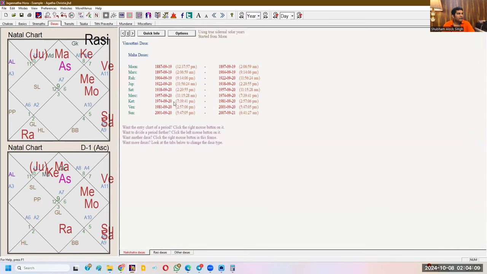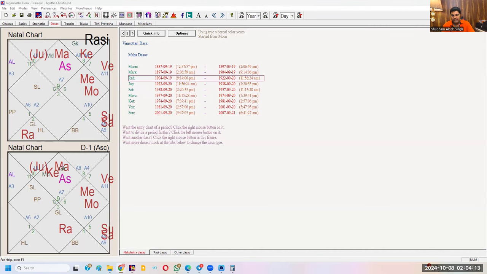To go deeper into it, we can look at Dasha. In this Dasha setup, between 1904 to 1922, Rahu Dasha is coming. In the period of Rahu, she publishes The Mysterious Affair at Styles. She gets married and she also has the birth of a daughter.